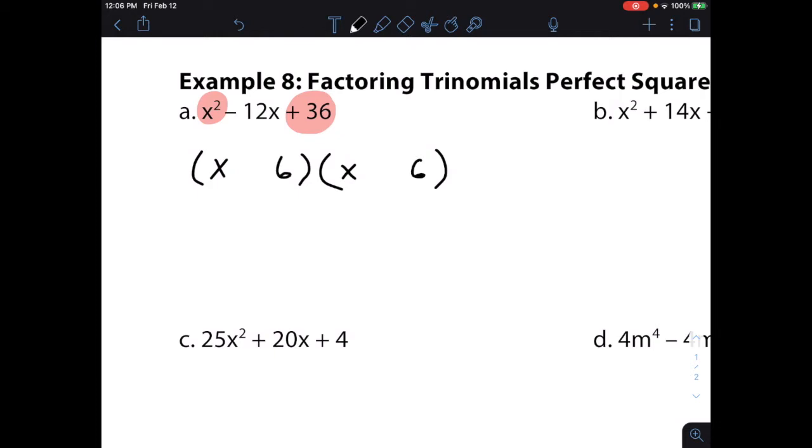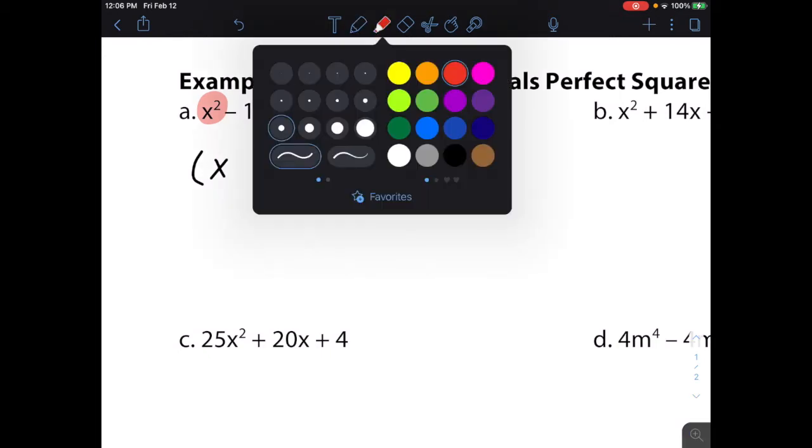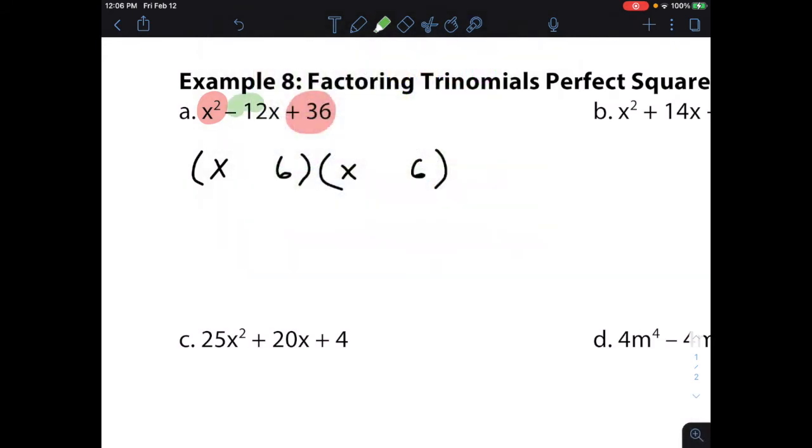And then we just want to verify that this is truly a perfect square. The way we do it is we look at that middle term. The middle term is a negative 12x. The only way I can take two 6's and turn them into a negative 12 is if I subtract them. So I just need to put minus signs in between here.